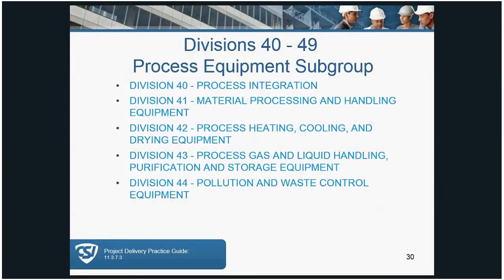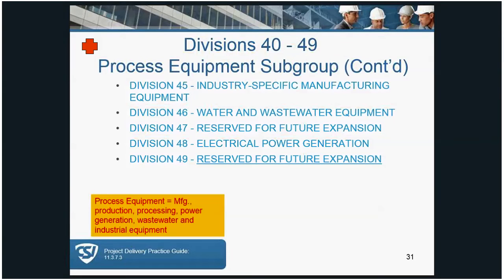Now, process equipment used to be spread around the division. They moved them into the division authorities group. This is to help people who do primarily industrial work have a location for their processing specifications, equipment specifications. No need to commit these to memory, but just remember there are 49 divisions, and some of the numbers are reserved for future expansion.